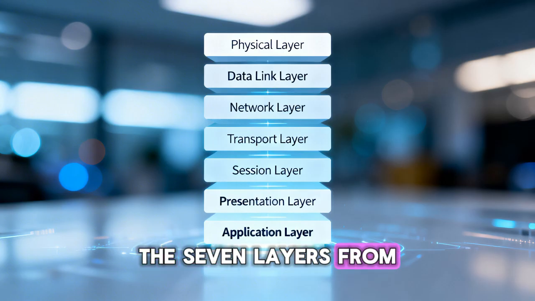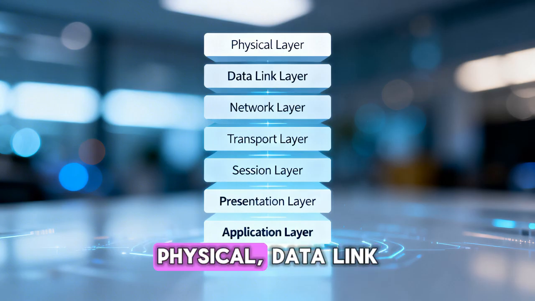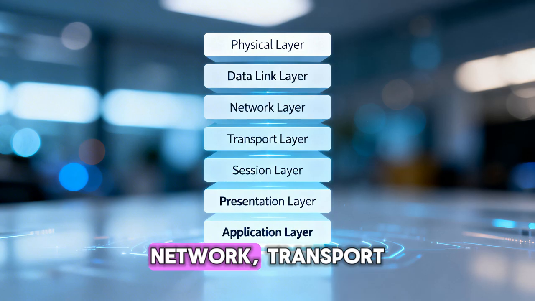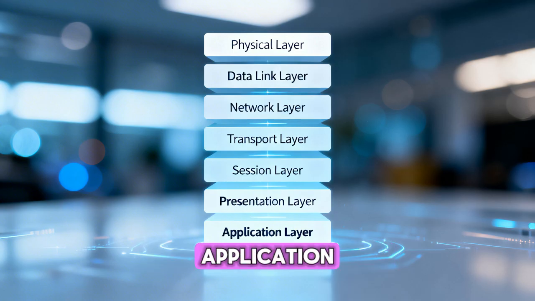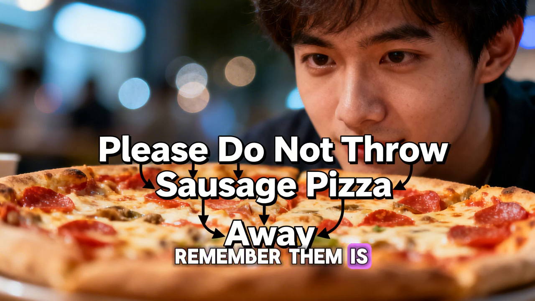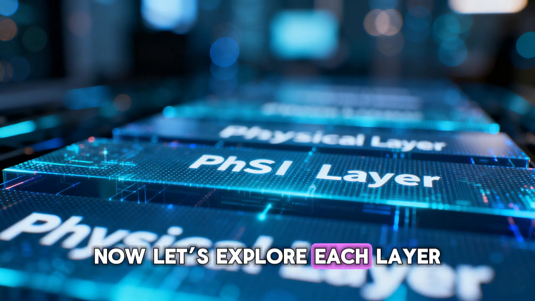The 7 layers from bottom to top are physical, data link, network, transport, session, presentation, application. A simple way to remember them is, please do not throw sausage pizza away. Now let's explore each layer.